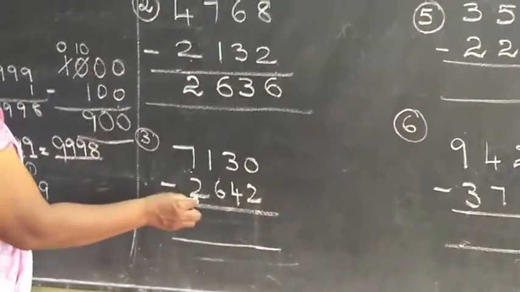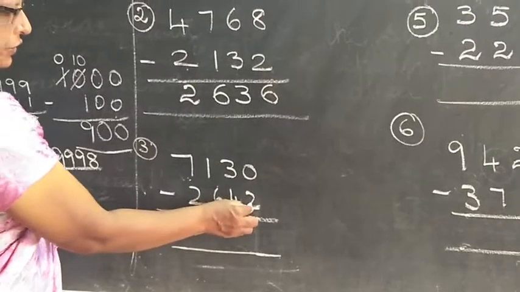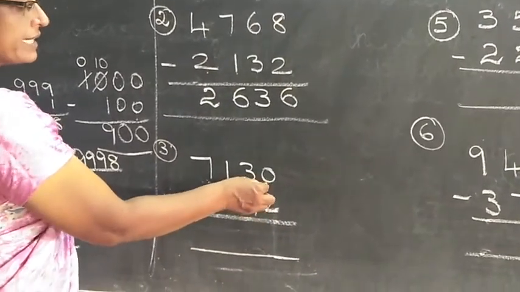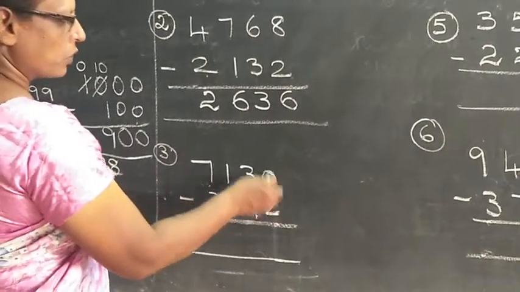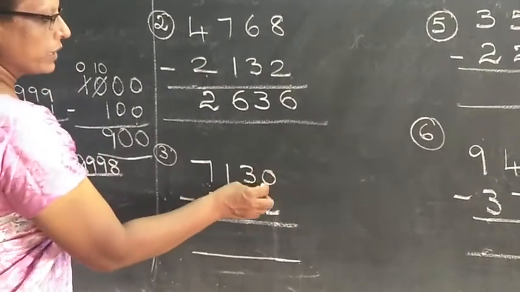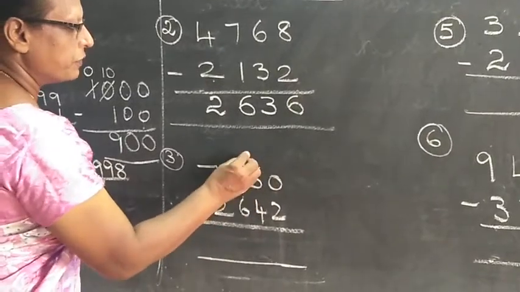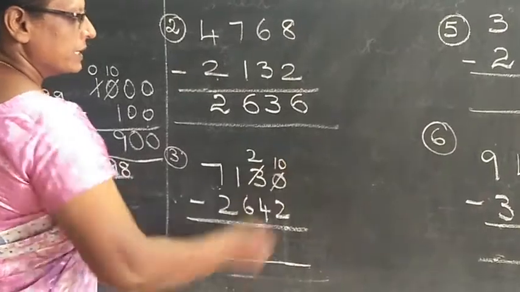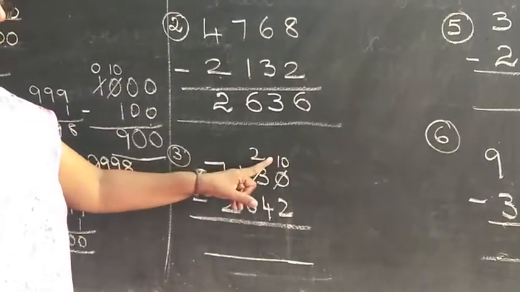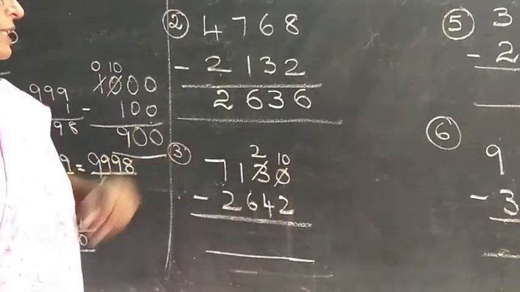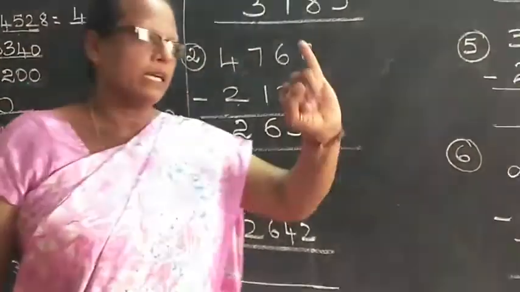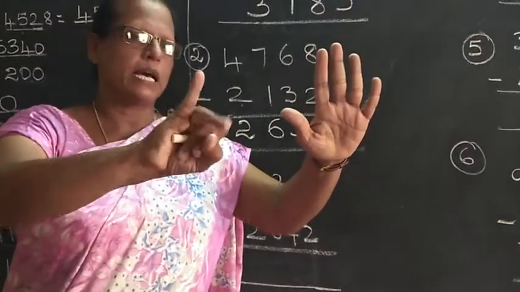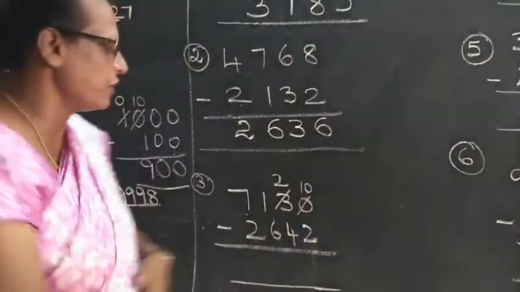7130 minus 2642. So from 2 you can't count to 0, isn't it? Because you can't borrow. So you can't count. So what do you have to do? You have to borrow. From 3, if you borrow, 3 will become 2 and the 0 will become 10. And now you can count because it is a bigger number. After 2 you count up to 10, children. After 2: 3, 4, 5, 6, 7, 8, 9, 10. So what's the answer, children?